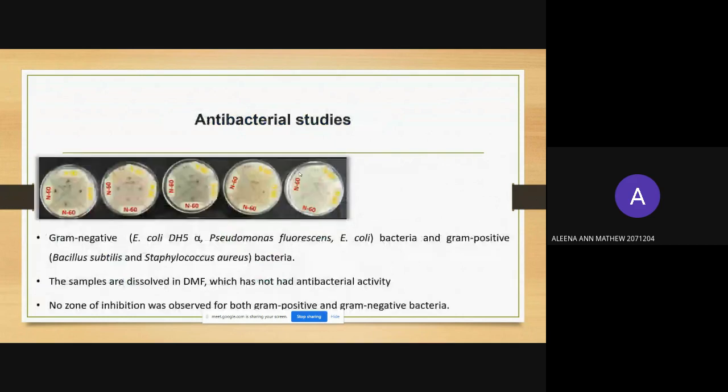So I have done antibacterial studies of these synthesized nanomaterials. The antibacterial response of the prepared sample was tested against gram-negative E. coli DH alpha, Pseudomonas fluorescens, and E. coli bacteria, and gram-positive Bacillus subtilis and Staphylococcus aureus bacteria. By well diffusion method, the antibacterial studies were observed, and there was no zone of inhibition. So non-antibacterial activity is confirmed by well diffusion method.